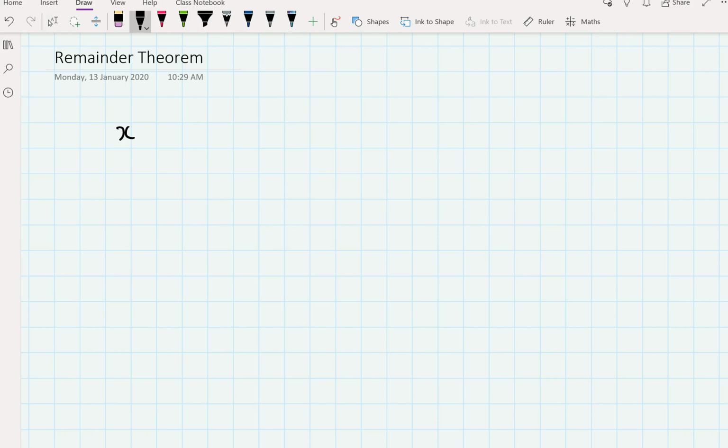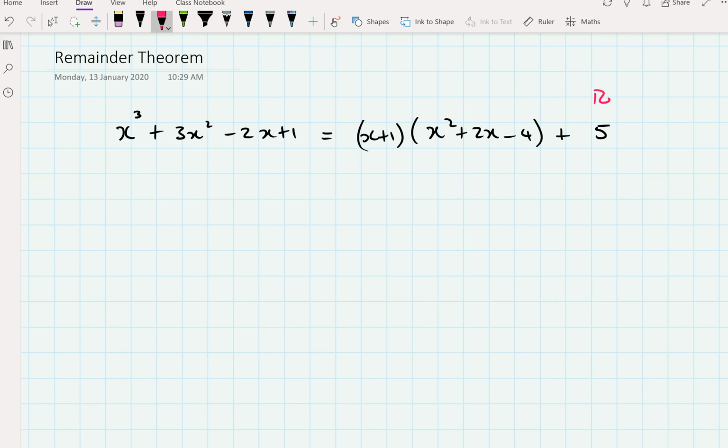The first example, we said this expression over here, x cubed plus 3x squared minus 2x plus 1, was the same as saying x plus 1 multiplied by x squared plus 2x minus 4, and then there was a remainder of 5. This part over here was the remainder, the part that is left over.